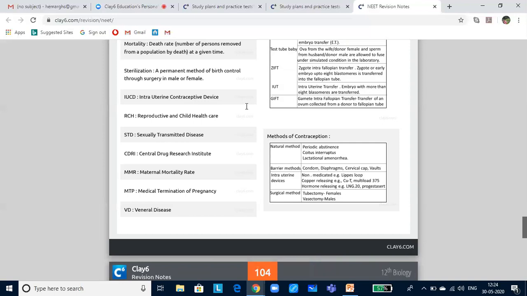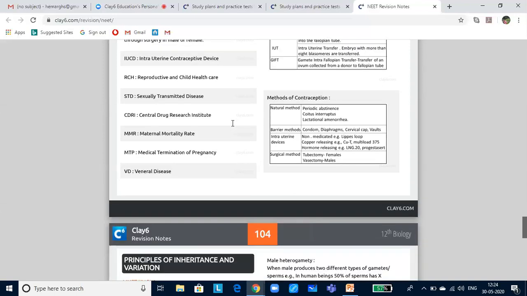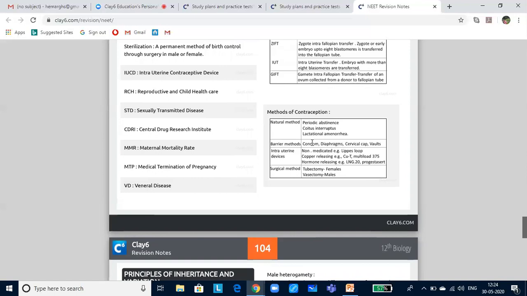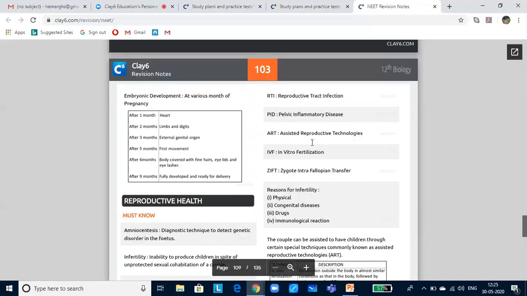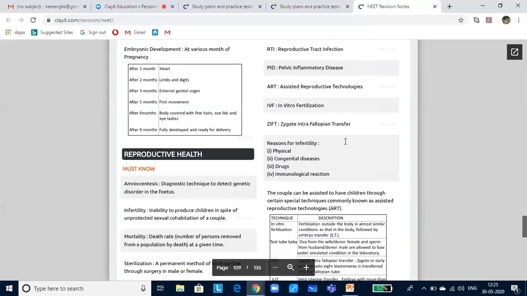Intrauterine contraceptive device. RCH is reproductive and child health care, STD is sexually transmitted disease, CDRI is Central Drug Research Institute, MMR is maternal mortality rate, MTP is medical termination of pregnancy, VD is venereal disease. Venereal disease is also known as STD, that is sexually transmitted disease.